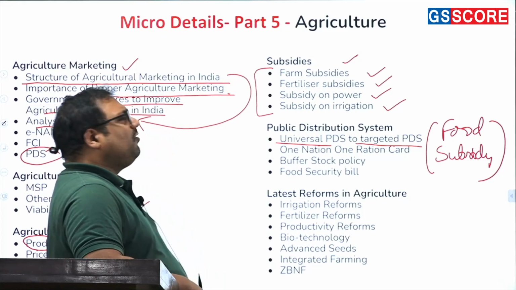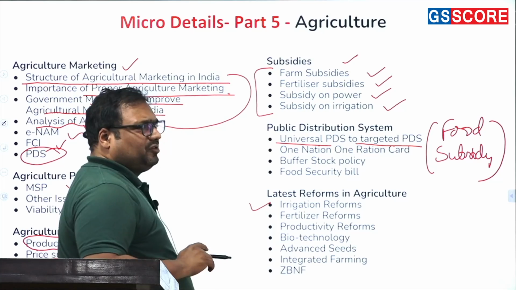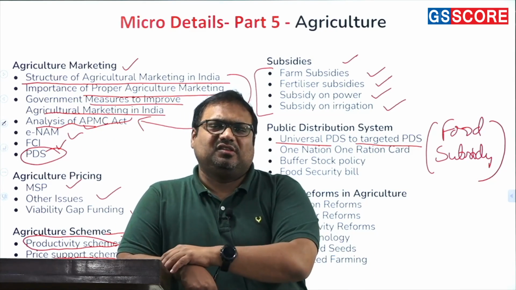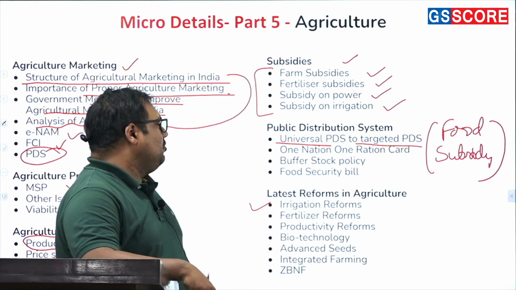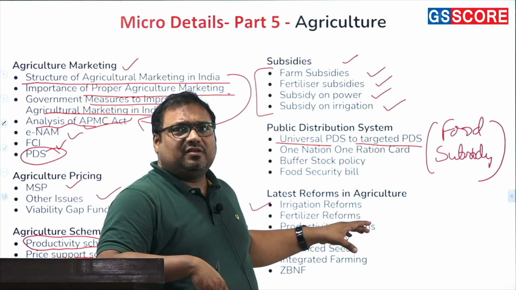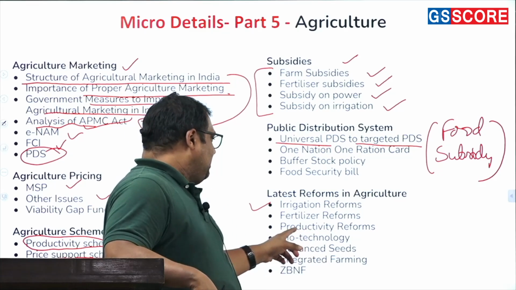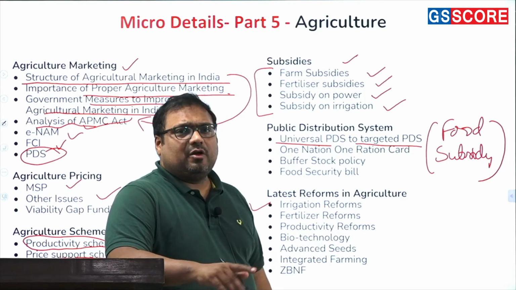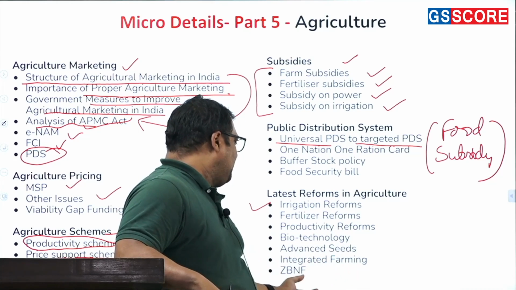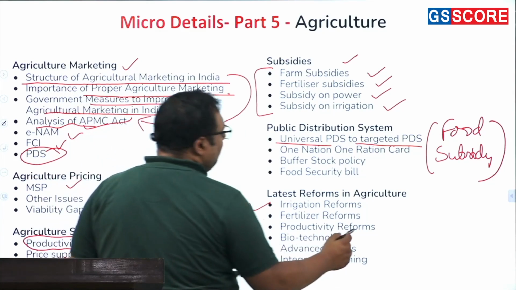Then we have latest reforms in the agriculture. So there you have to look into irrigation related reforms. Okay, for example, per drop more crop. This is a scheme by government which is related to irrigation reforms. Okay, similarly we have many such themes. Then we have fertilizer reforms, then productivity reforms, biotechnology, and advanced seeds, integrated farming, zero budget natural farming, etc. So these are all different reforms in agriculture.